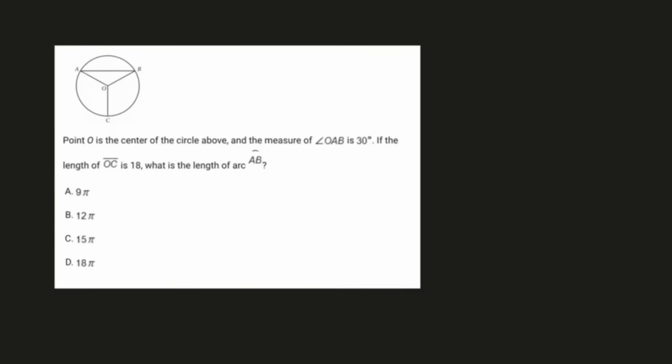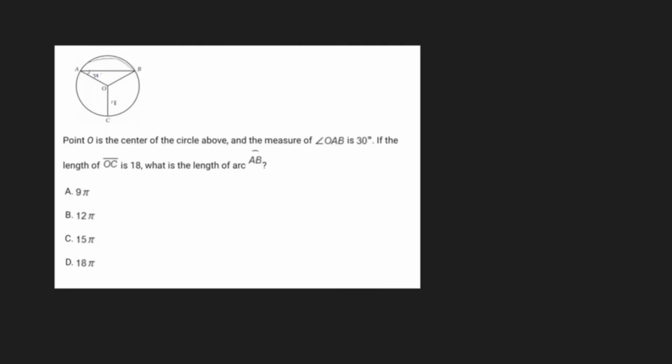O is the center of the circle above, and the measure of angle OAB is 30 degrees. All right, so that's going to be 30 degrees right there. If the length of line segment OC is 18, so this is 18, what is the length of arc AB? So I think this is the minor arc AB right here.